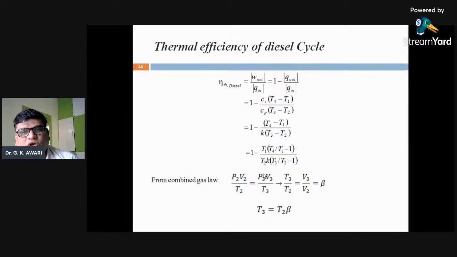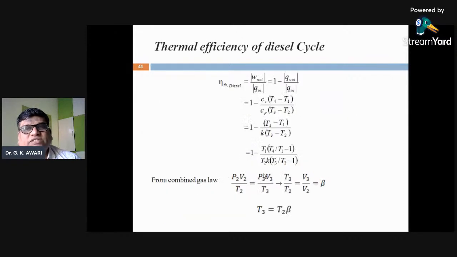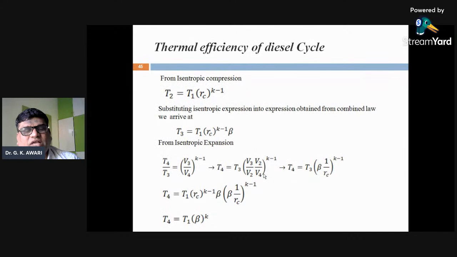From the combined gas law, P2V2 divided by T2 is equal to P3V3 divided by T3. Therefore T3 by T2 is equal to V3 by V2, which is equal to beta, and T3 is equal to T2 beta. That is the combined gas law. Beta is the cutoff ratio. Then for isentropic compression, this was the thermal efficiency of a diesel cycle, T2 is equal to T1 into RC to the power of gamma minus 1.